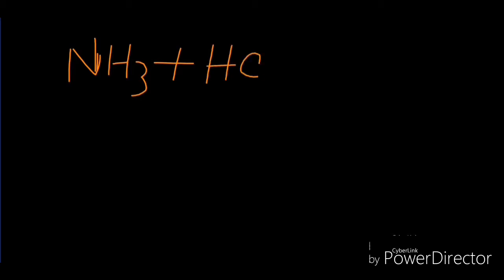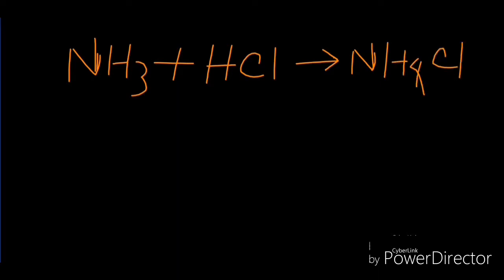So first, check this reaction here. So we have ammonia, which is NH3, plus HCl, hydrogen chloride or hydrochloric acid, and that has reacted and produced NH4Cl, that is ammonium chloride. So what kind of reaction is this? Just as I wrote, what kind of reaction is this?